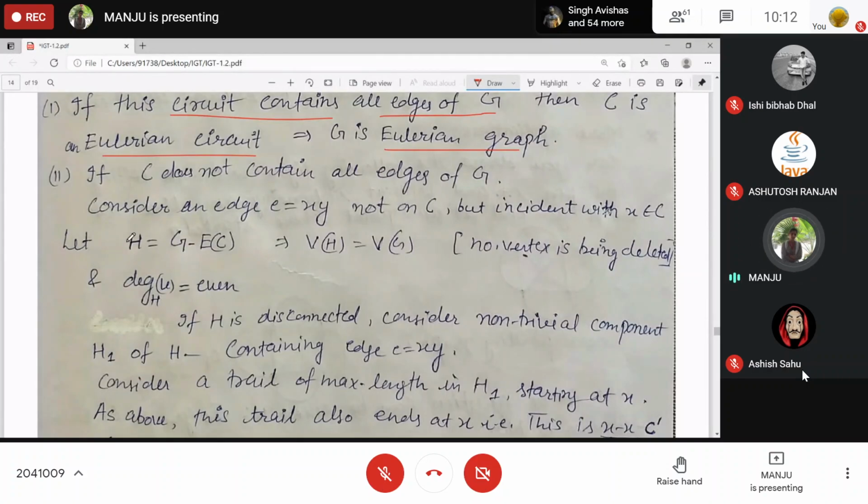You can construct one more graph H by deleting the edges of the circuit C from G. As we are not removing any vertex, the vertices of G and H are the same, only the edges are reduced. The degree in H is also even because on the circuit you also have even degree, and even minus even will again be even. So all the vertices in H have even degree.